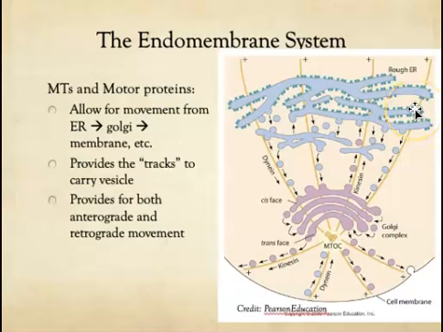In this diagram, you're looking at the rough endoplasmic reticulum. Up here at the top, you can see the green ribosomes along its surface. We're looking at some transport vesicles in between. Here's the Golgi apparatus in purple. Here's the cell membrane.